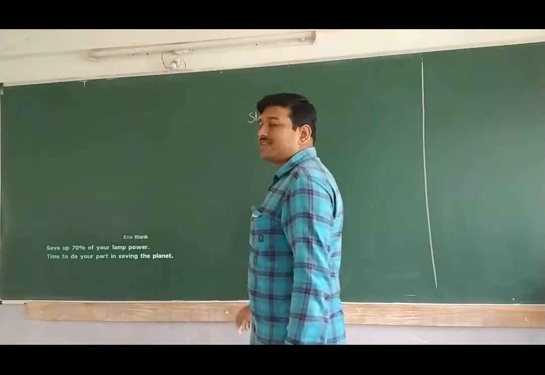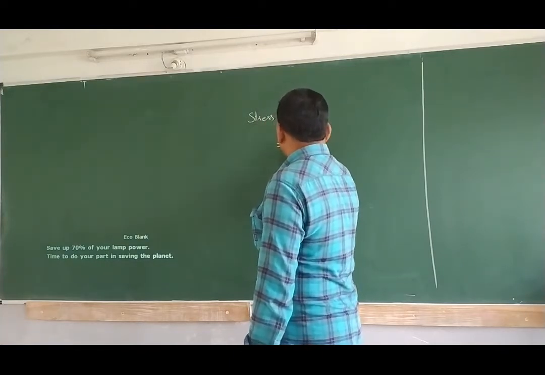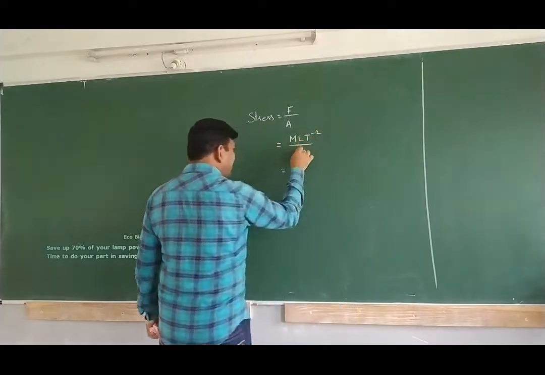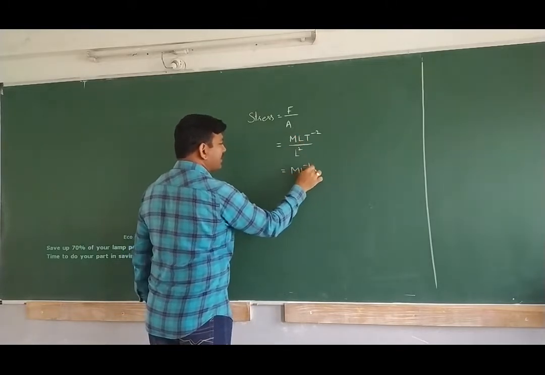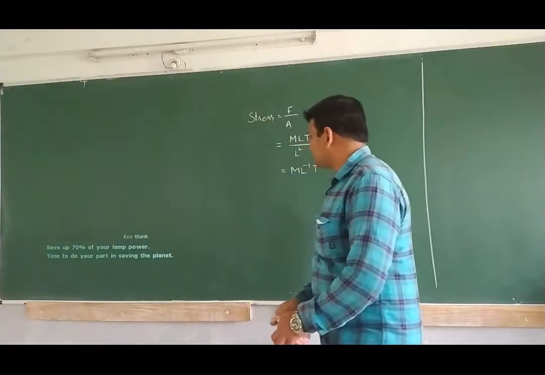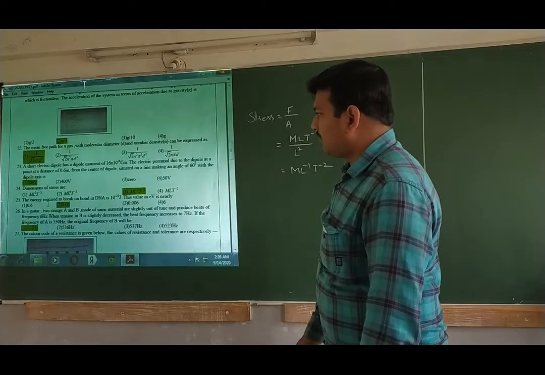Force is nothing but mass into acceleration, whose dimensions are M L T power minus 2. Area dimensions are L square. So one L will cancel, M remains, and this L goes up as L power minus 1, T power minus 2. So that is the answer. Next question. Question number 25.